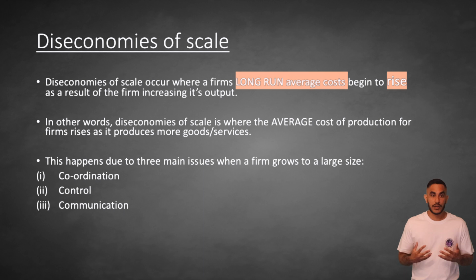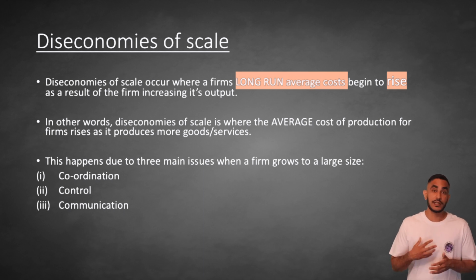Diseconomies of scale occur where long-run average costs of production begin to rise as a result of the firm increasing its scale of output. This happens due to three main reasons. Reason number one, coordination. When firms grow to a large size, it can be difficult for managers to coordinate workers. Employees may not know what their roles and responsibilities are within the firm, and therefore they may not be productive. However, they still represent a cost to the firm, and therefore average costs will begin to rise.